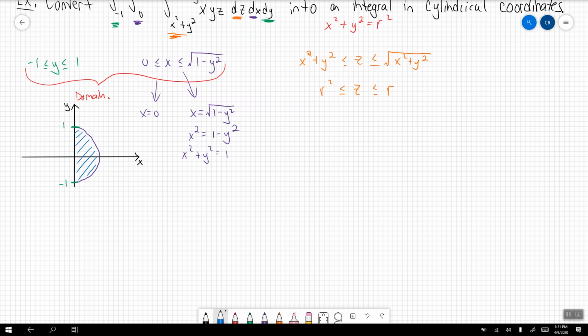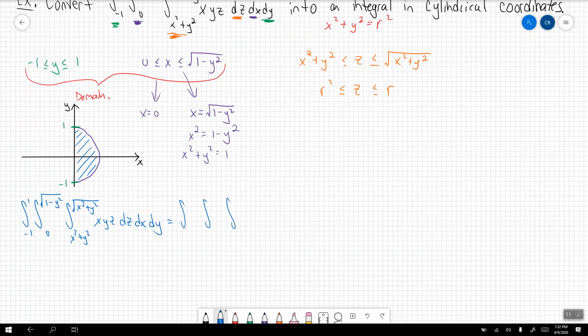They're interchangeable. So this was -1 to 1. And this was from 0 all the way to the square root of 1 minus y squared. Then the integral from x squared plus y squared to the square root of x squared plus y squared. And this was for x, y, z being dz, dx, and then dy. All right, so let's go through the integral now.